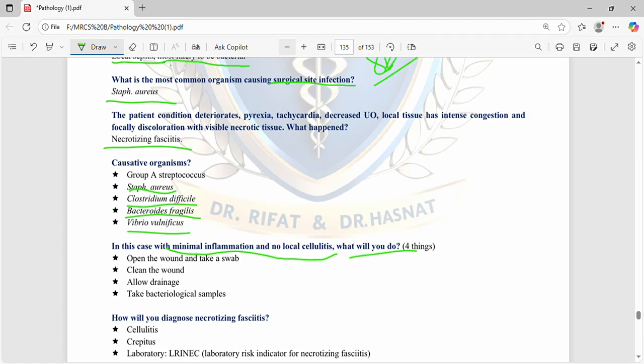Four things: open the wound and take a swab, clean the wound, allow drainage, and take bacteriological samples. So in such cases, you have to open the wound and take the swab, clean the wound, allow drainage, and take bacteriological samples.